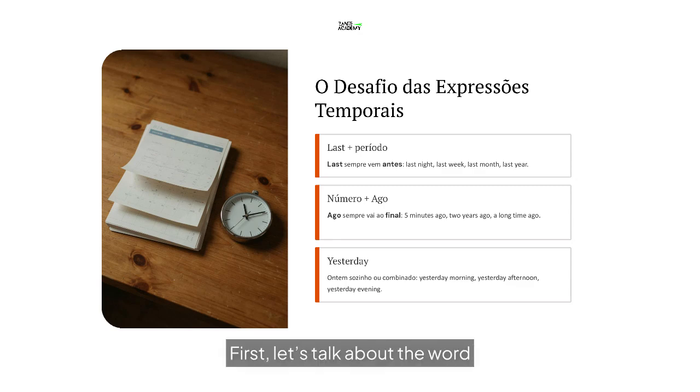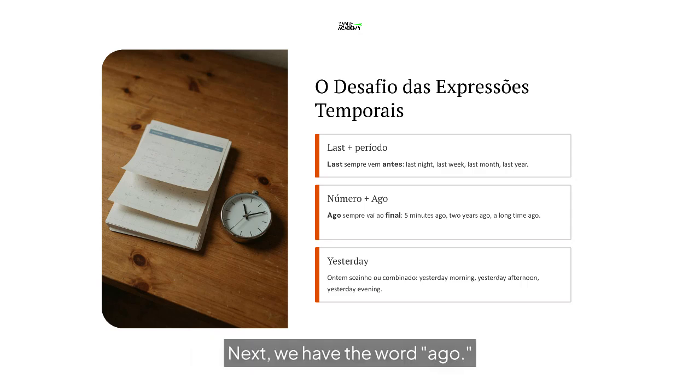First, let's talk about the word last. This term helps us indicate when something happened. You'll notice that last always comes before a time period. For example, we say last night, last week, or last year. This structure clearly tells the listener when the event took place, making your story easier to understand. Imagine saying, "I went to a concert last week." This simple addition of last week provides your audience with a clear time frame for your experience.